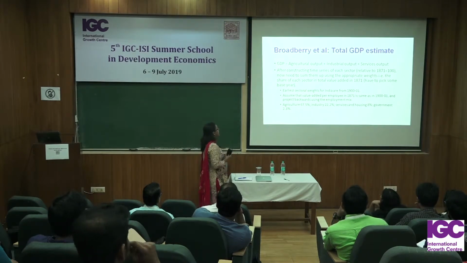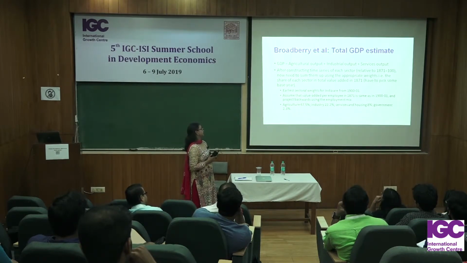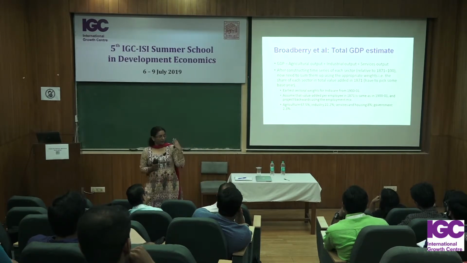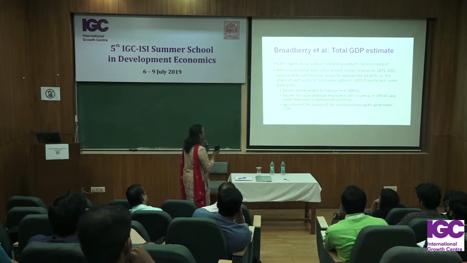They want to pick 1871. They do not have good GDP estimates for 1871. The best earliest sectoral weights for India are from 1900, okay? So that's what they have to take. That's the weights they're going to use. Again, nothing is perfect. So you have to realize the degree of imperfectness in these things is extremely high.